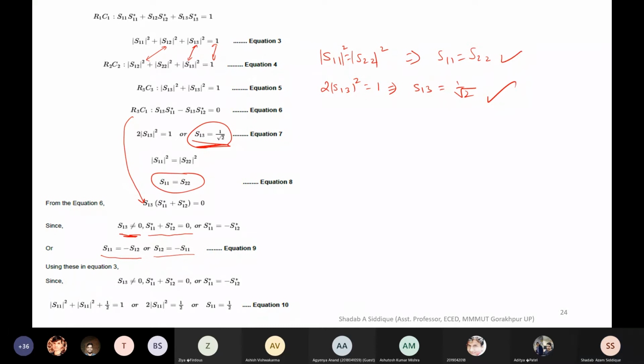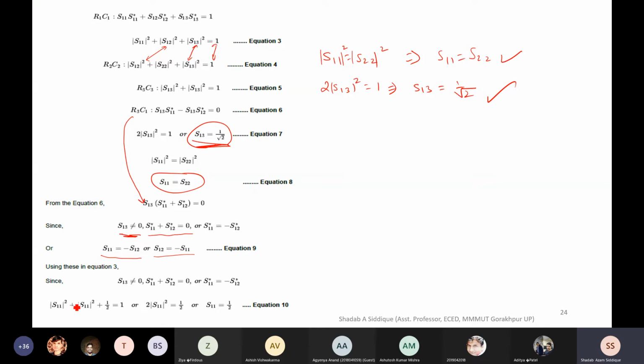Okay. Now we have equation number 3, and using equation number 3 we will try to see what we are getting. So in equation number 3, S13 is not equal to 0. So if S13 is not equal to 0, then what will happen? S13 is not equal to 0, that means S11 star plus S12 star is equal to 0. So S11 star plus S12 star, we already have this one equal to 0. From this equation also we can write it here. Okay, so that is same.